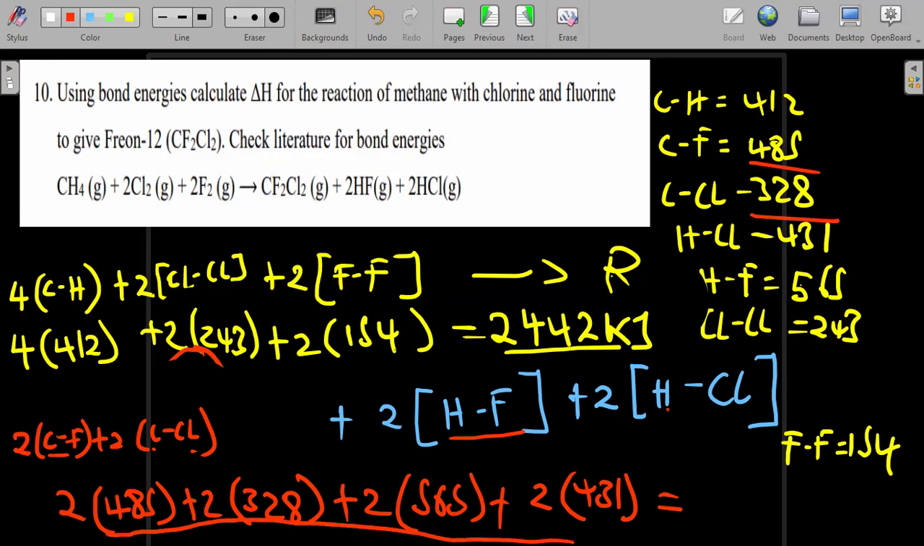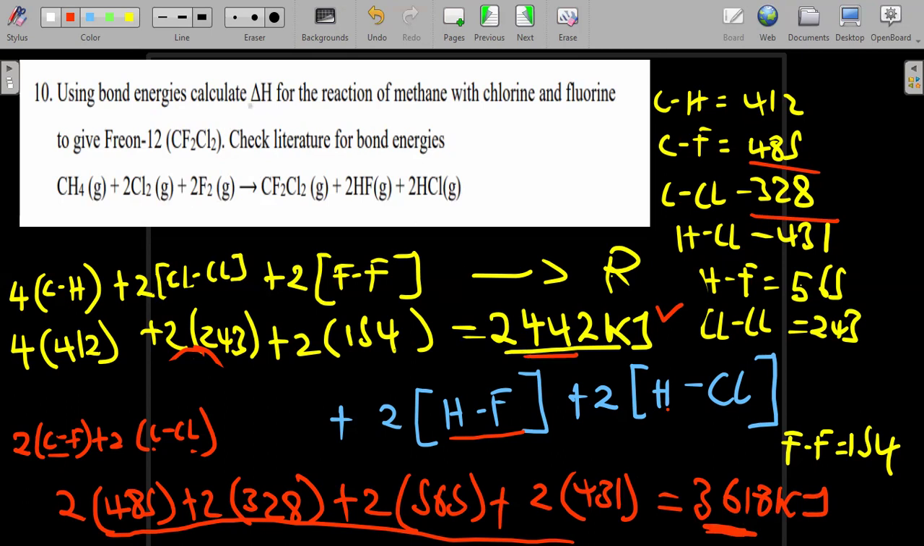So when I add all this energy here, it will be the bond energy of the products. That one there was for the reactants. Here we are finding for the products. So for the products, when I add all this, I'm getting 3,618 kilojoules. Okay, so this one here is the bond energies for the products, and this is the bond energy for the reactants.